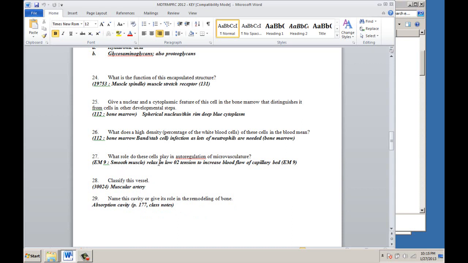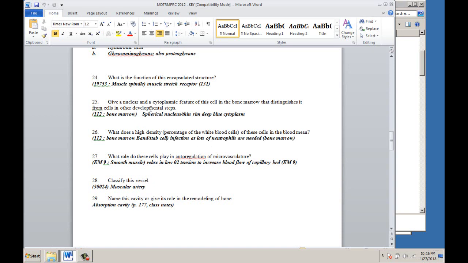What role do these cells play in autoregulation of microvascular smooth muscle cells? When oxygen tension is low, they relax. When they relax, the blood vessels expand and more blood comes through. What does a high percentage of these white blood cells indicate? In the bone marrow, band stab cells, that means there is infection as a lot of neutrophils are needed.